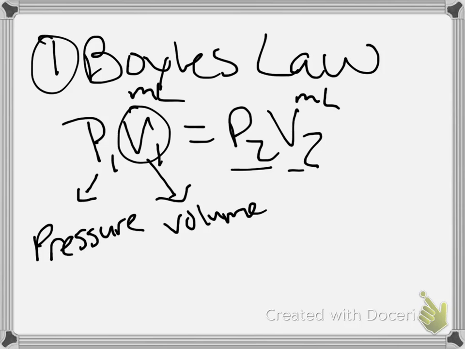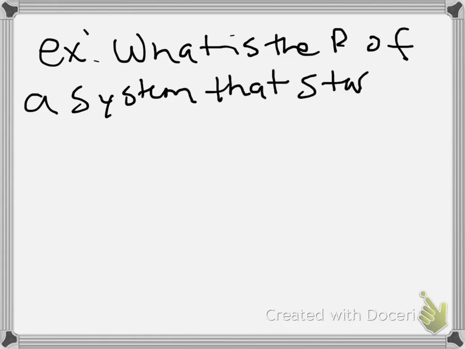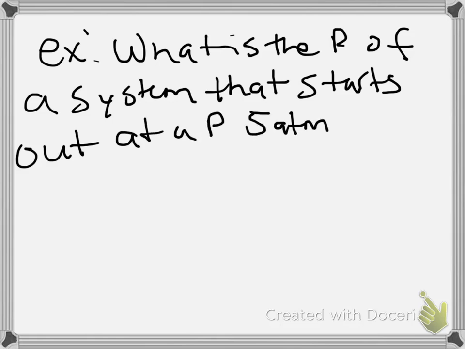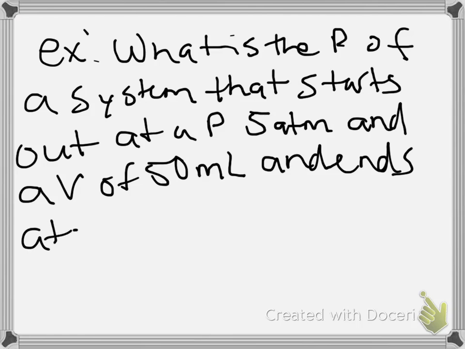So let's do a couple of example problems. What is the pressure of, that's a P, a system that starts out at a pressure of 5 atm and a volume of 50 milliliters and ends at a volume of 25 milliliters.